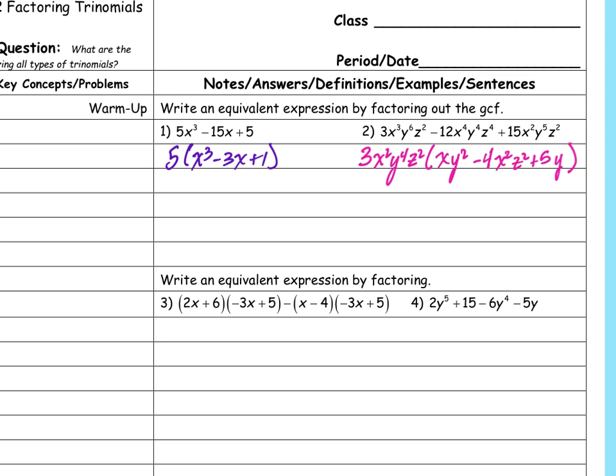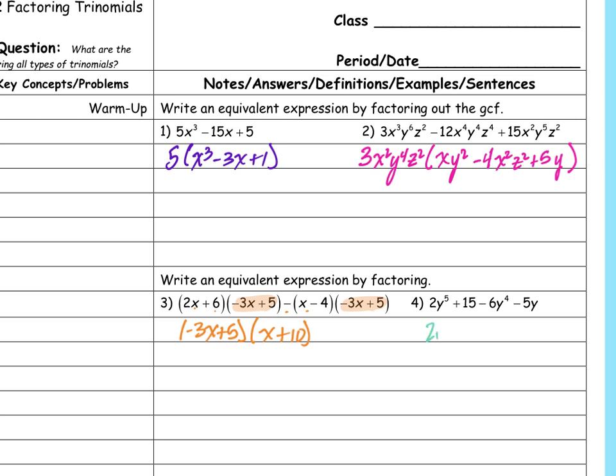And then for number 3, my common term here is the negative 3x plus 5. So if I factor negative 3x plus 5 out, I get left with 2x minus x, which is x, and 6 minus negative 4 is 10. X plus 10.